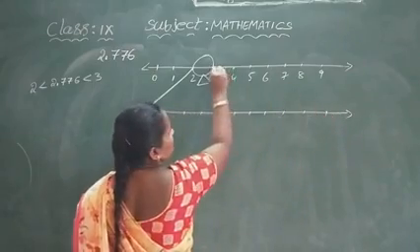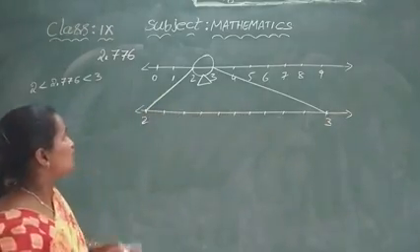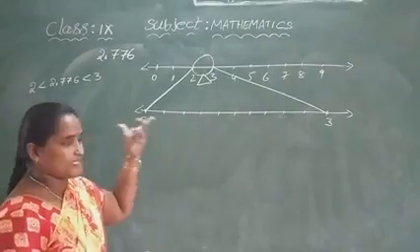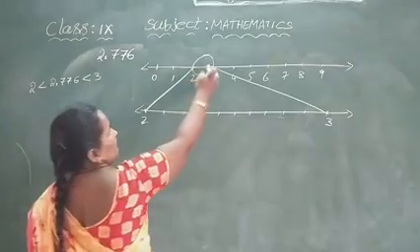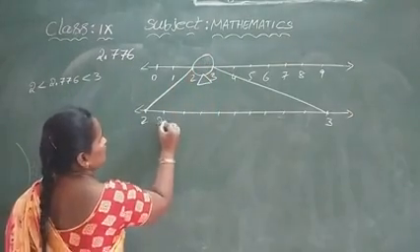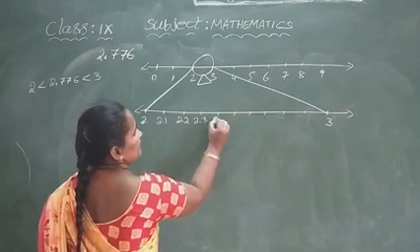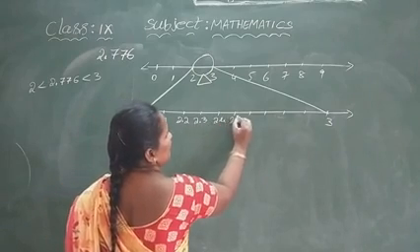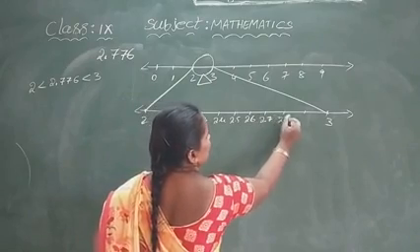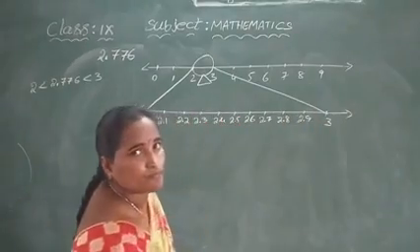This is 3. So in between 2 and 3, here 10 equal parts are there. That is the numbers between 2 and 3. So here we put 2.1, 2.2, 2.3, 2.4, 2.5, 2.6, 2.7, 2.8. This is 2.9 and 3.